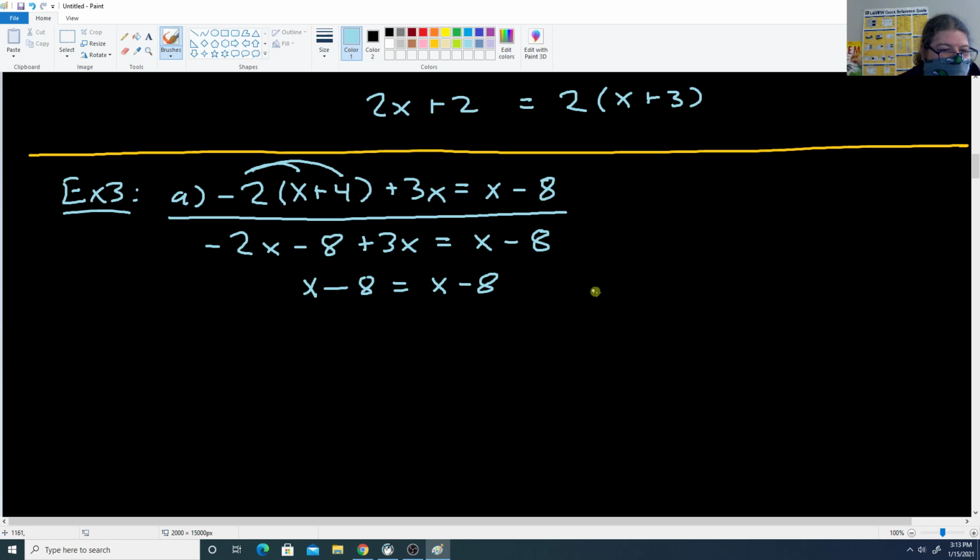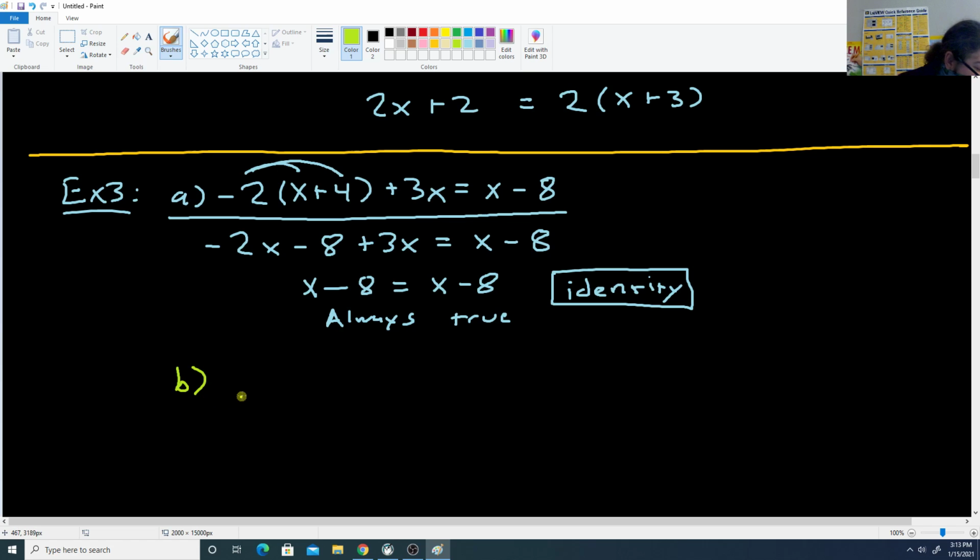This is true for all x's. So we could say always true. So this is an identity. Let me do the next part in a different color to keep straight which equation corresponds to what. So part B gives us 5x minus 4 equals 11.